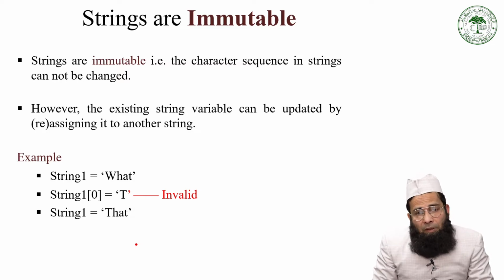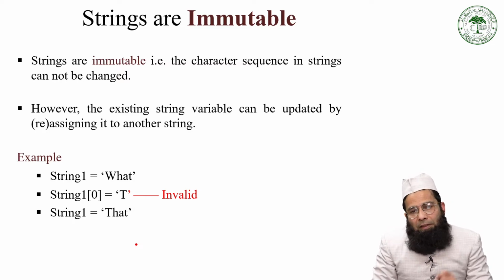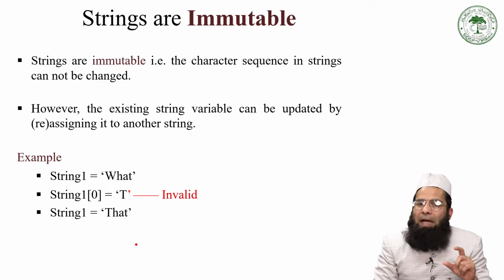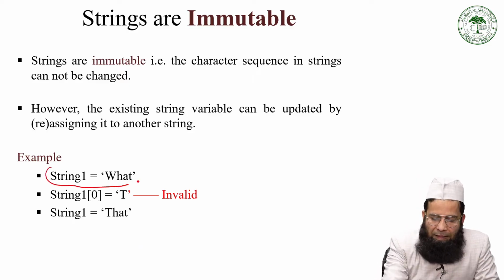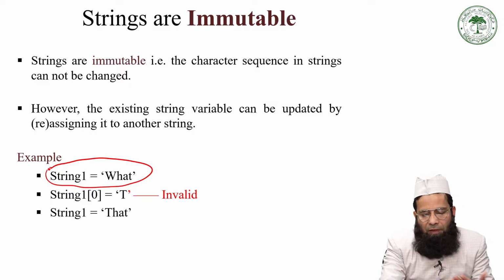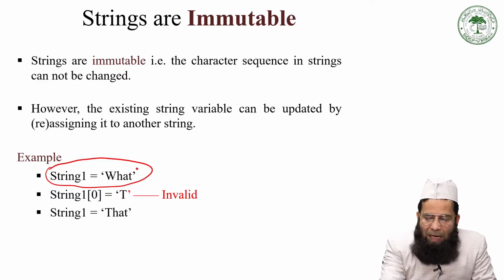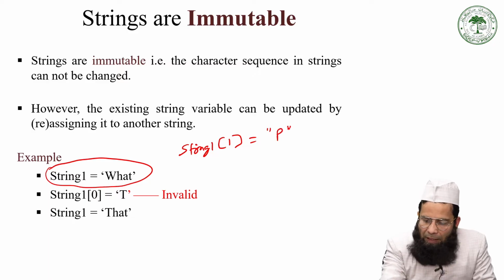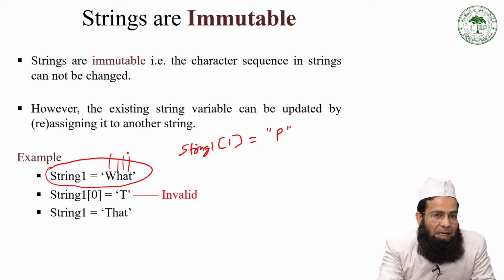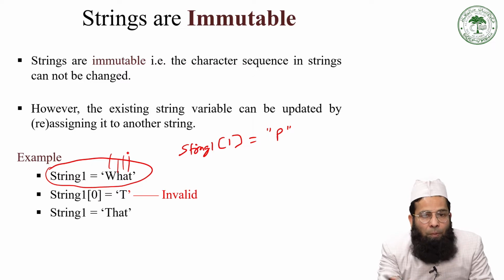Strings are immutable. So what does it mean? The character sequences in a string cannot be changed. Once you have initialized the data in string1, you cannot modify an individual character. So I cannot write string1[1] = 'P', I cannot write in this way. We cannot modify the individual characters as far as the string is concerned. That is the meaning of immutable.